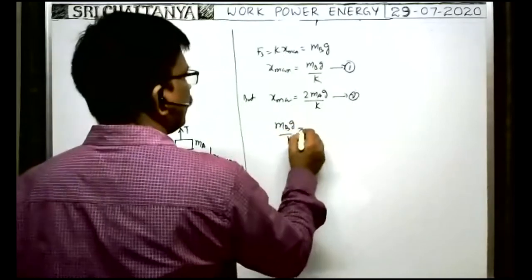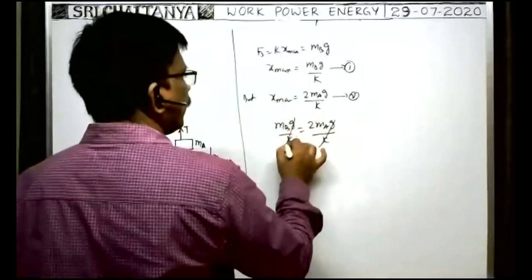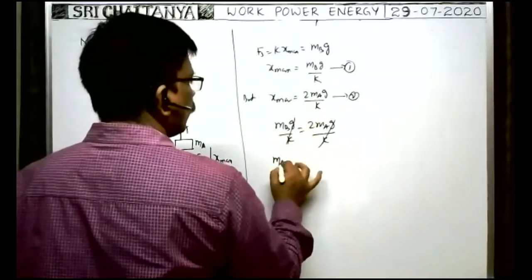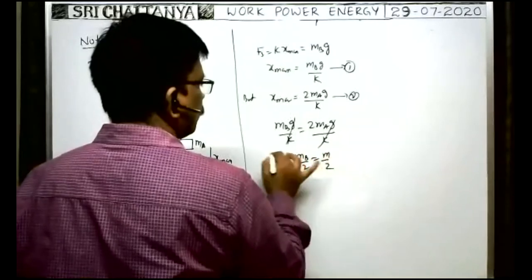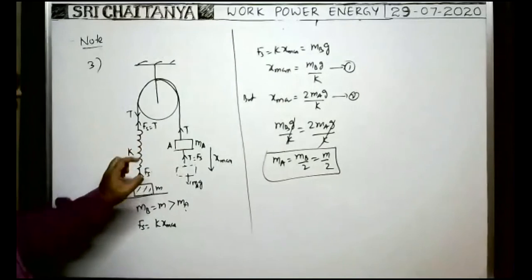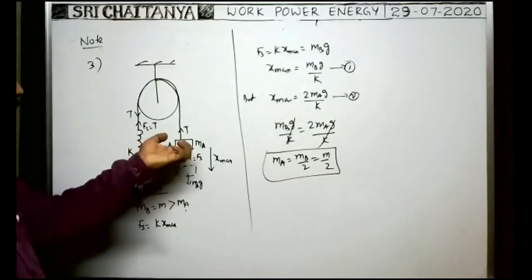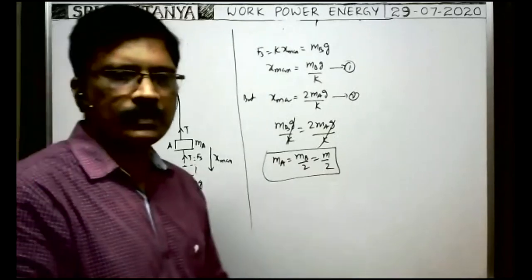From these two equations, Mg by K is equal to 2 Ma g by K. g by K cancels. Then Ma is equal to M by 2. So whenever the mass of this block is equal to half of the mass of the other block, then by releasing suddenly, we can lift the block upwards. So this is the mass. Okay.